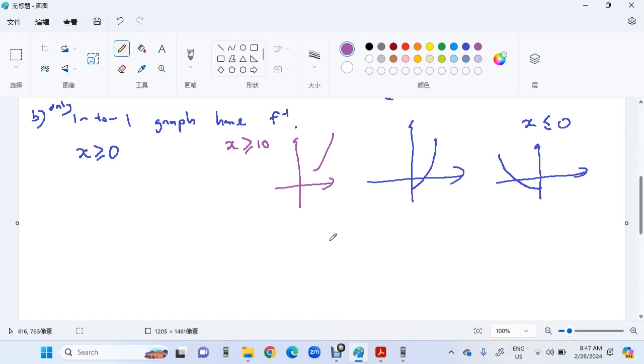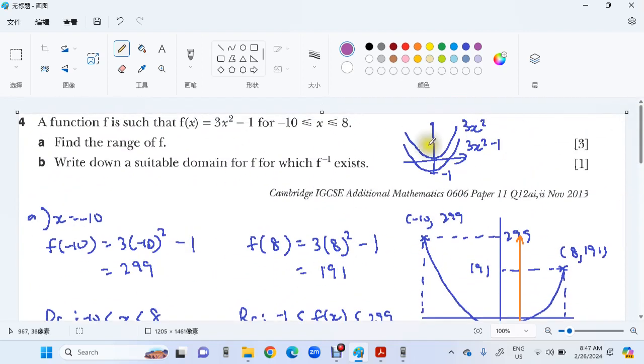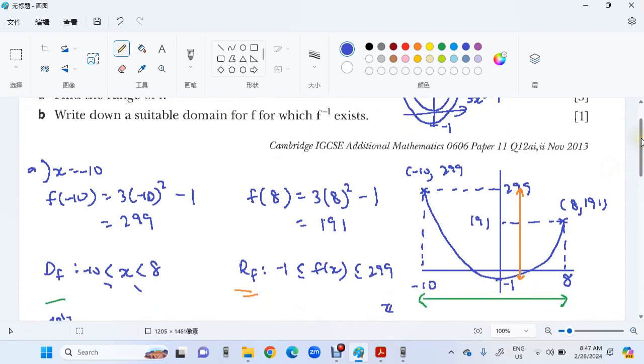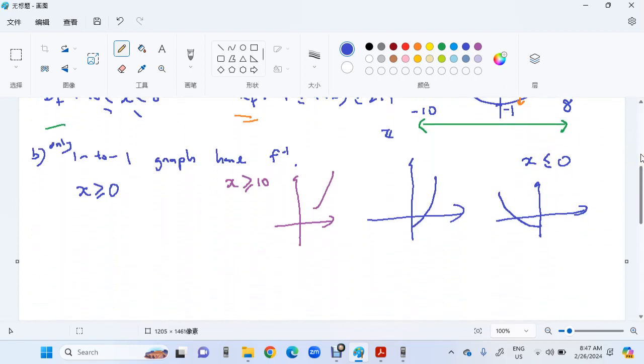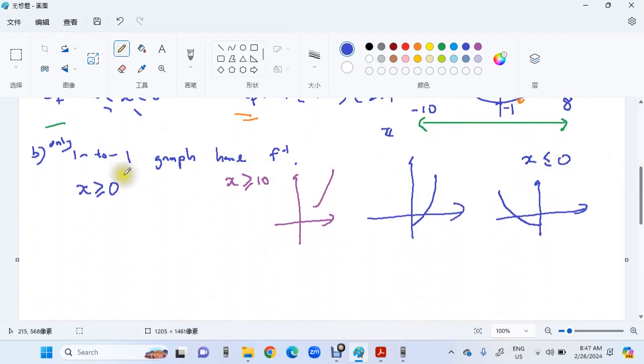So maybe they need to amend the question here, something like maximum domain. But I don't know how to write the question correctly. Normally I don't come out with this kind of question, but I know that the standard answer will be this. So x is greater than or equal to the axis of symmetry.